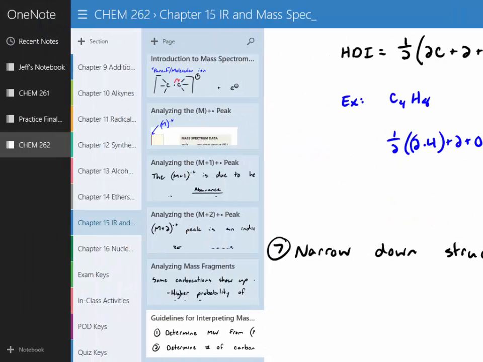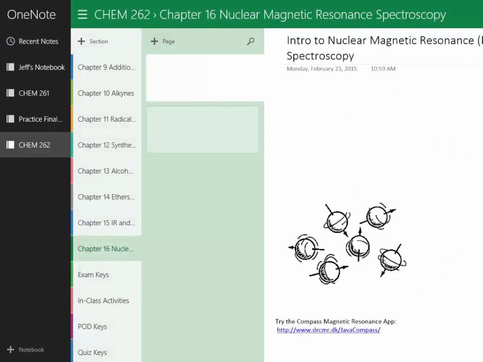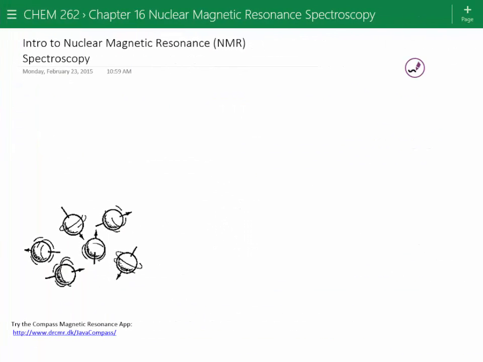All right, so let's switch gears to NMR. NMR is a little bit more abstract than mass spec or IR, but I'll do my best to explain it in a pretty reasonable way. So NMR stands for Nuclear Magnetic Resonance Spectroscopy.